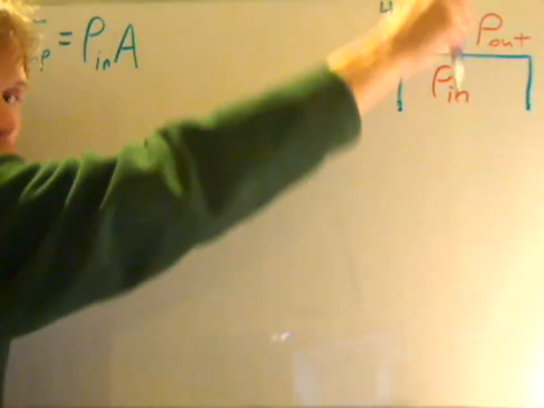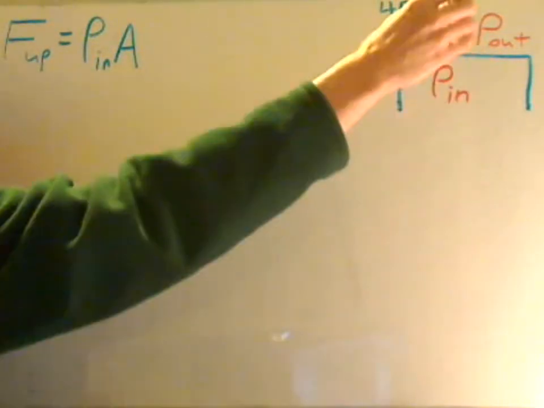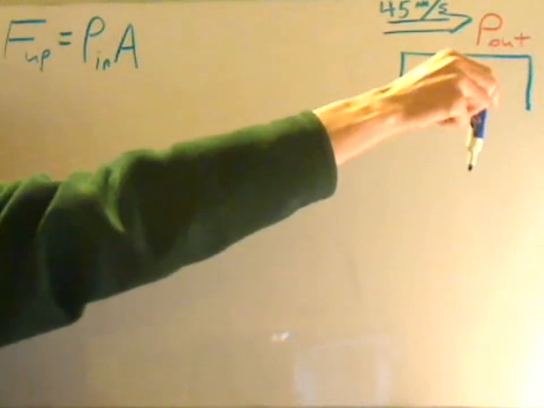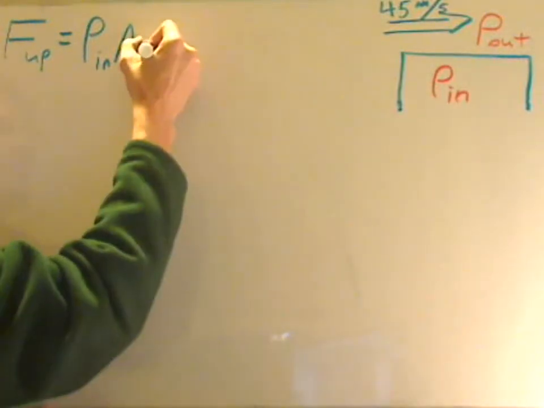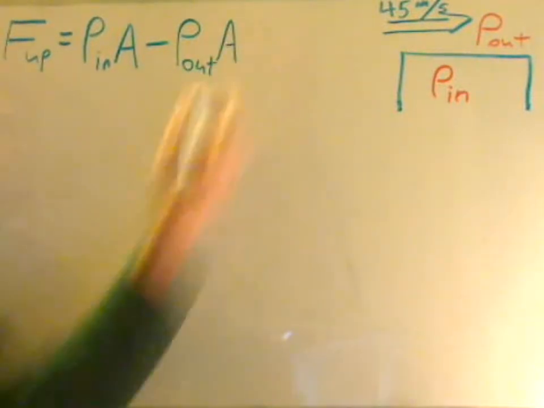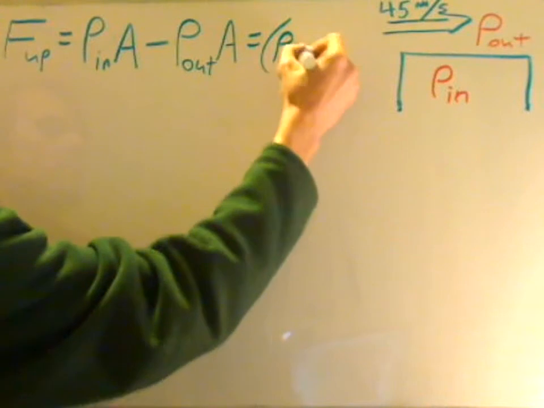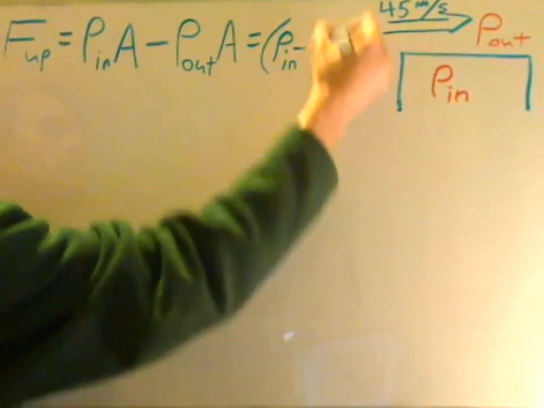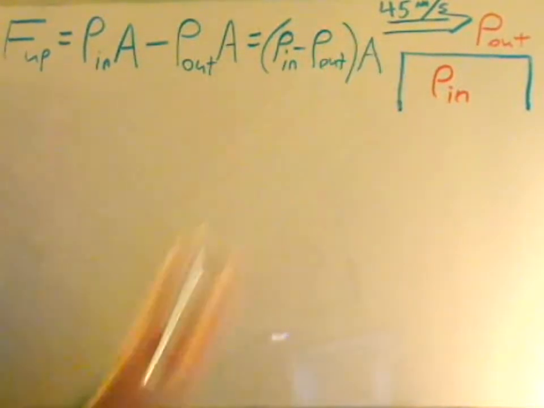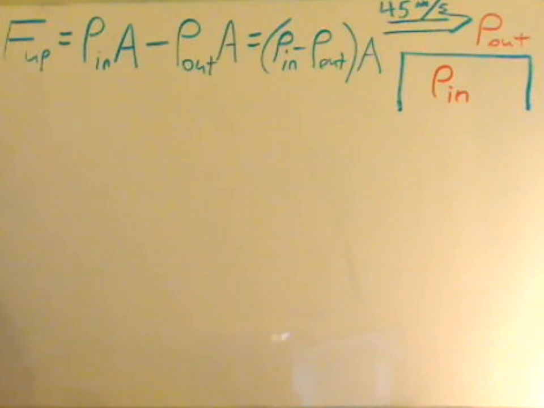But then there's a downward force pushing down. So the total upward force would be the inside upward force minus the downward outside force, and the downward outside force is going to be the pressure outside times the area. So therefore, this is equal to the pressure difference, pressure in minus pressure out, times the area of the roof. So we need to find the pressure difference between inside and outside, and to do that, we're going to use Bernoulli's principle.